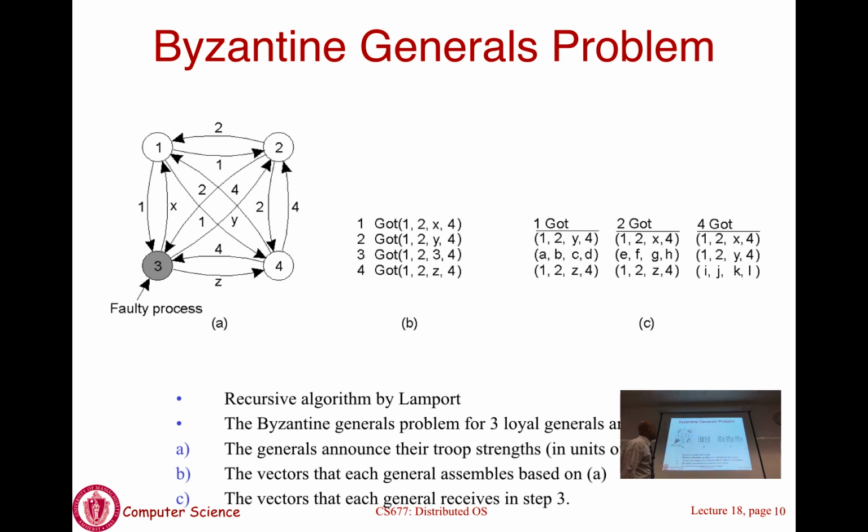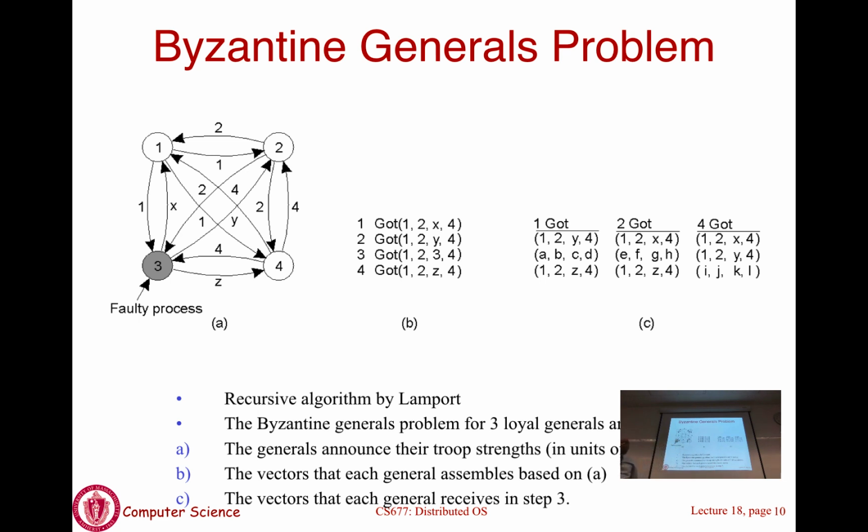Now we will recurse. Every general will say what it received from everyone else in the previous round. So at the end of the second round, 1 is going to get 1, 2, Y4 from 2, it is going to get A, B, C, D from 3, and it is going to get 1, 2, Z4 from 4. And 2 is going to get this, and 4 is going to get this message.